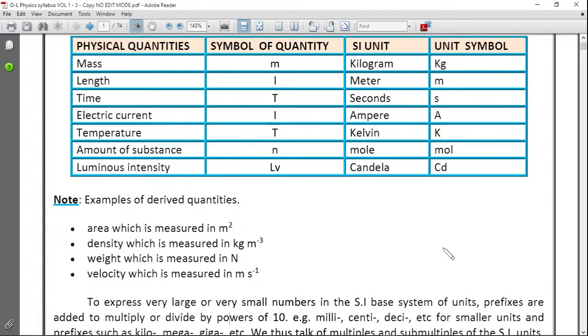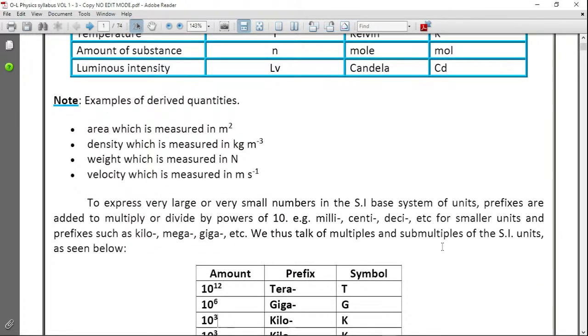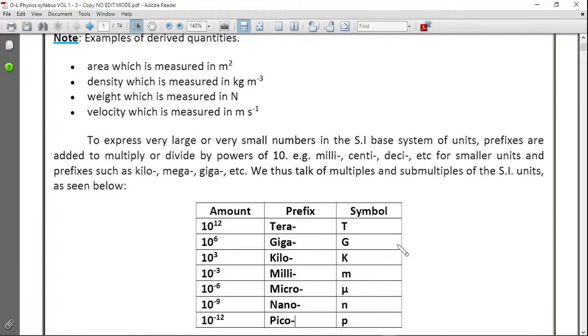And one other important thing that we have to understand in calculations is what we call the prefixes, which are used for numbers. Like 10 to the power 12 is tera. Giga, like the gigabyte we talk about all the time, is 10 to the power 9, kilo is 10 to the power 3, milli is 10 to the power minus 3, micro is 10 to the power minus 6, like microcoulombs, nano is 10 to the power minus 9, and pico is 10 to the power minus 12.